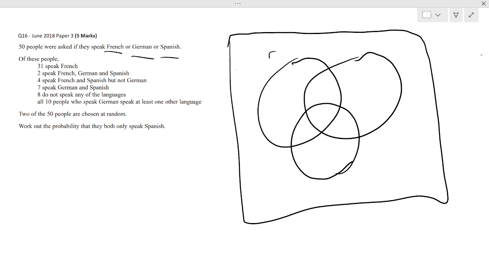Okay, so let's say this is F for French, G for German, S for Spanish. Okay, now we need to fill in all the overlaps, all the parts of the circles. So again, it's best to work in the middle and then work your way out. So work through all the intersections and work your way out. Okay, so firstly, how many speak all 3 languages? Is that given?